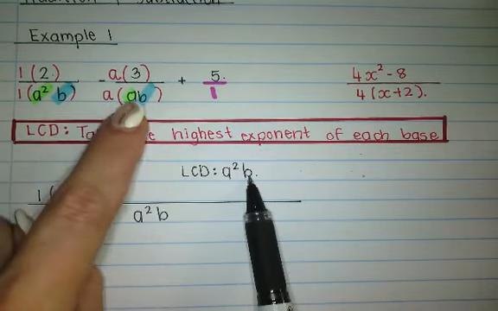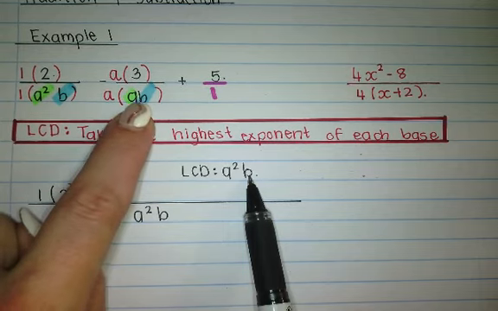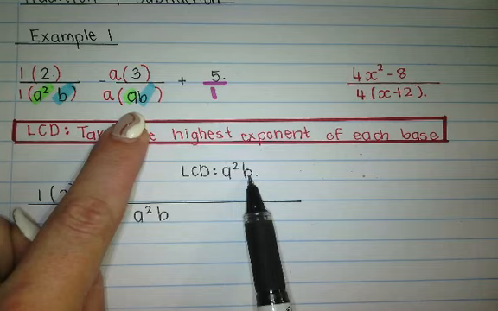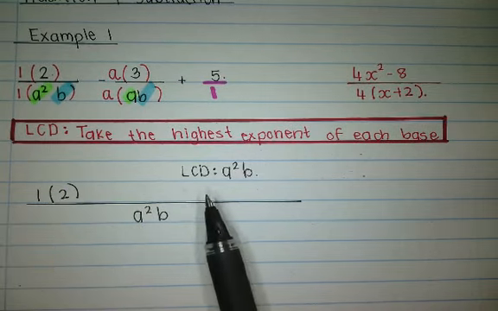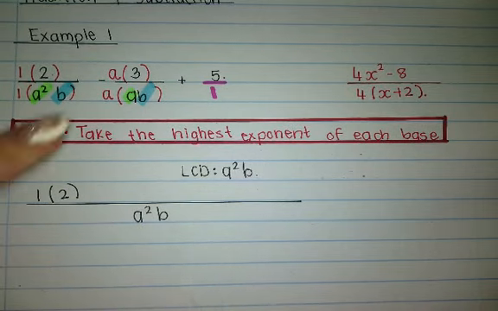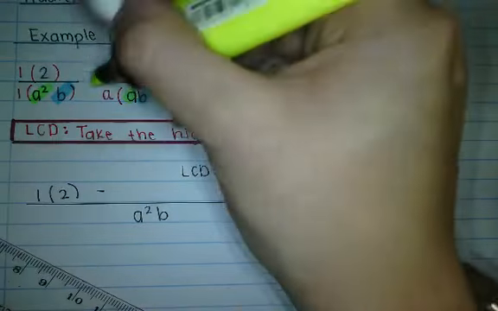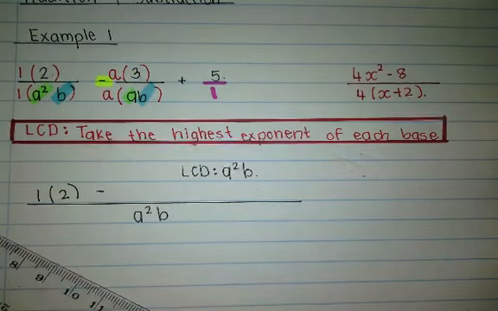Because that's what our LCD is. Look what our LCD is, a squared b. This is just ab. So this denominator is missing an a to make it a squared b. Okay, do you see why you take the highest exponent of each base? Right. So I'm going to say minus. Do you see I just write the minus down from the sum?